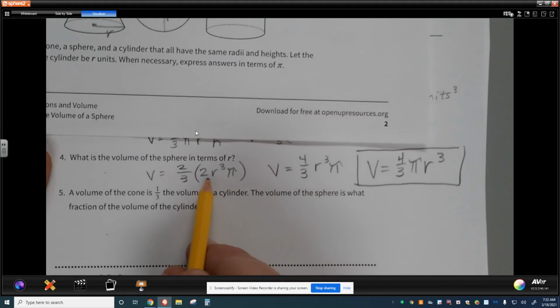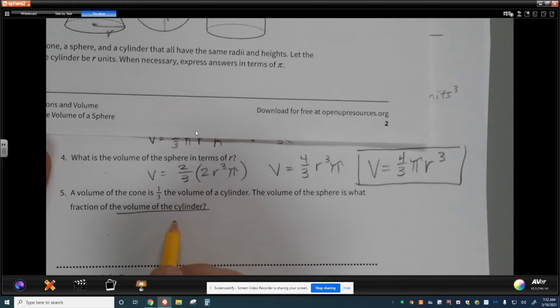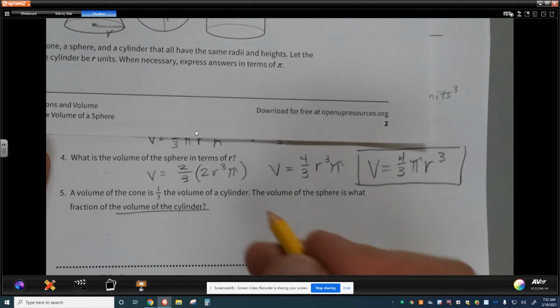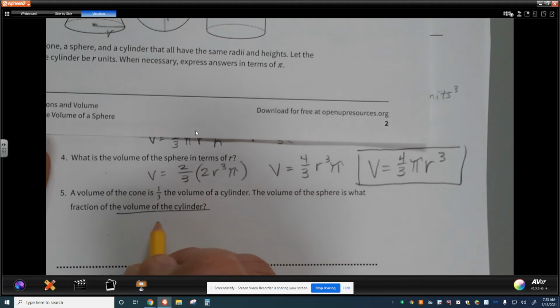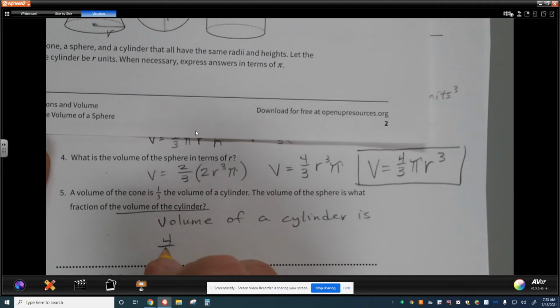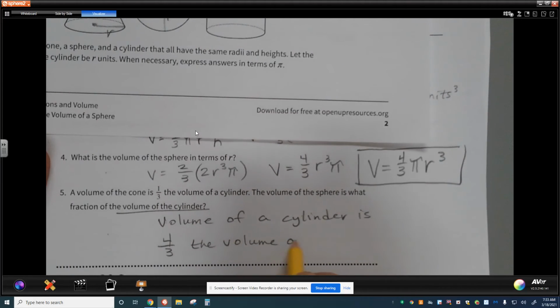And when we look at this, here's the volume of the cylinder that we just came up with right here. The volume of the cylinder is 4/3 the total volume of a sphere. So when we talk about the volume of a cylinder, it is 4/3 the volume of a sphere.